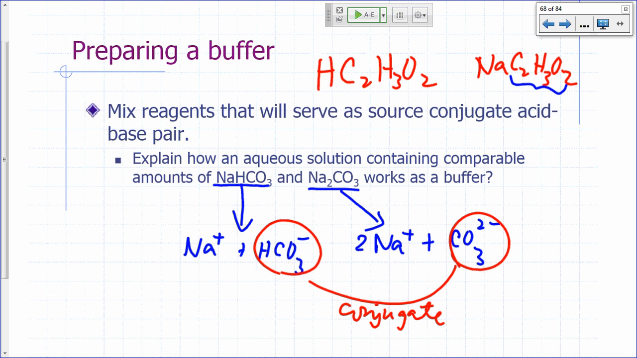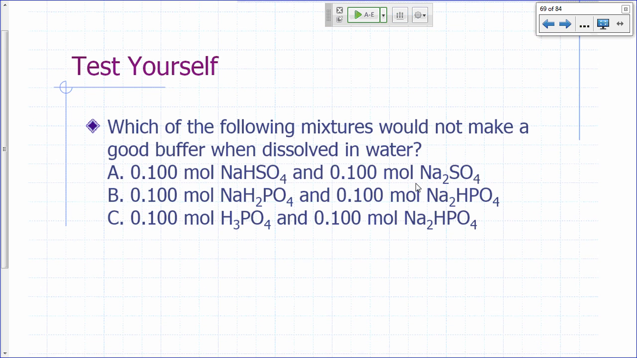Okay, so that's one way you can make a buffer. You just mix a weak acid and the salt of the weak acid. Okay, so here's your weak acid and its salt, or you can mix two salts. Okay, as long as the anions are, what do you call them, a conjugate pair. The two anions from the salts are a conjugate pair. Right?